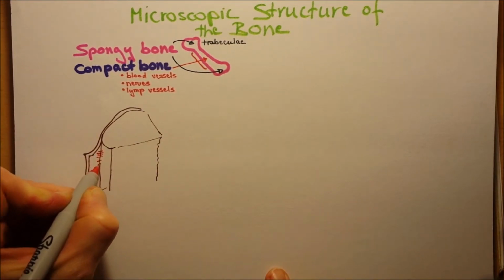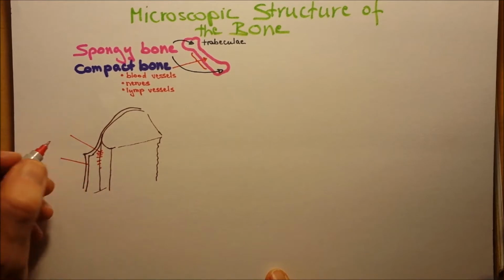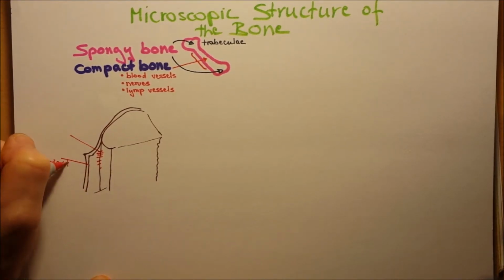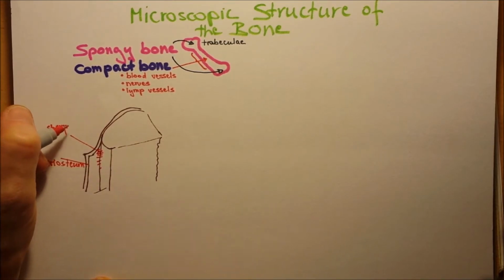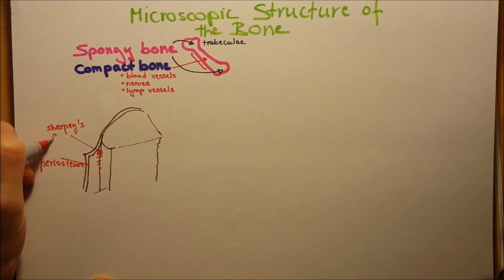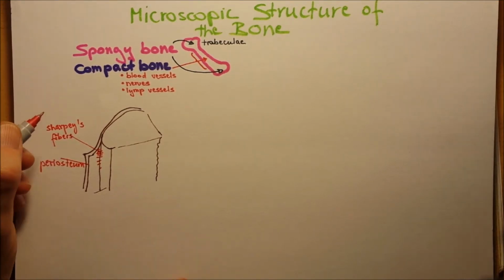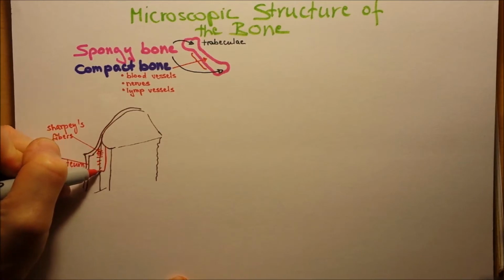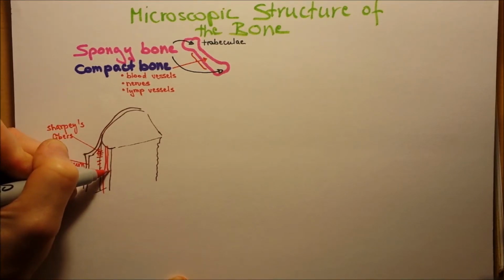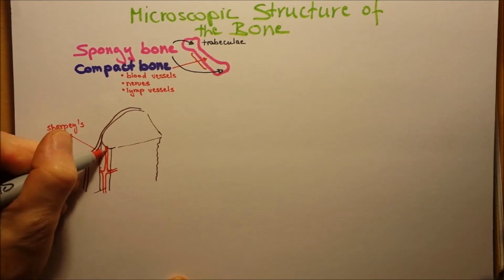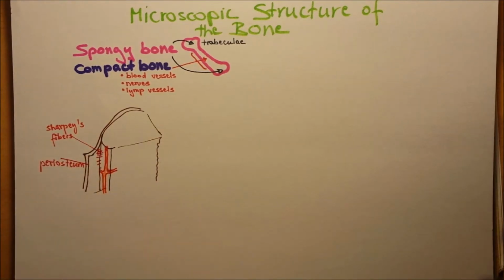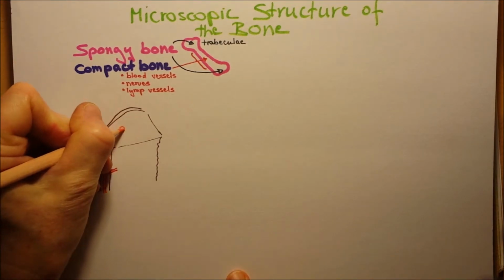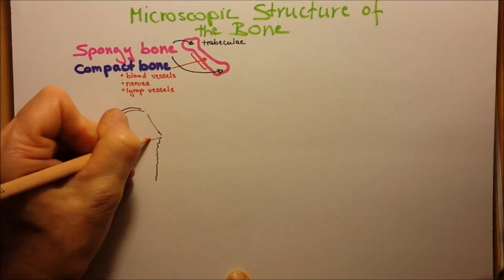I'm drawing it with red. Actually, this one is the periosteum, the outside covering of the bone, and the red connection between the periosteum and the bone tissue is the Sharpey's fibers that make the periosteum stick to the bone. Under the periosteum are vessels that carry the oxygen and the nutrients, as well as take away the carbon dioxide, the waste product from the cells, the osteocytes, the bone cells.